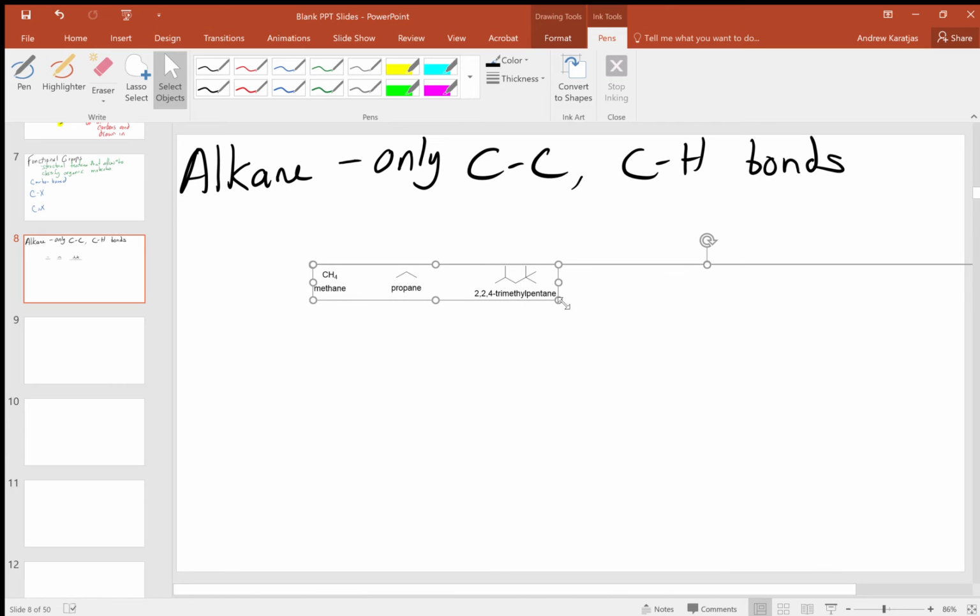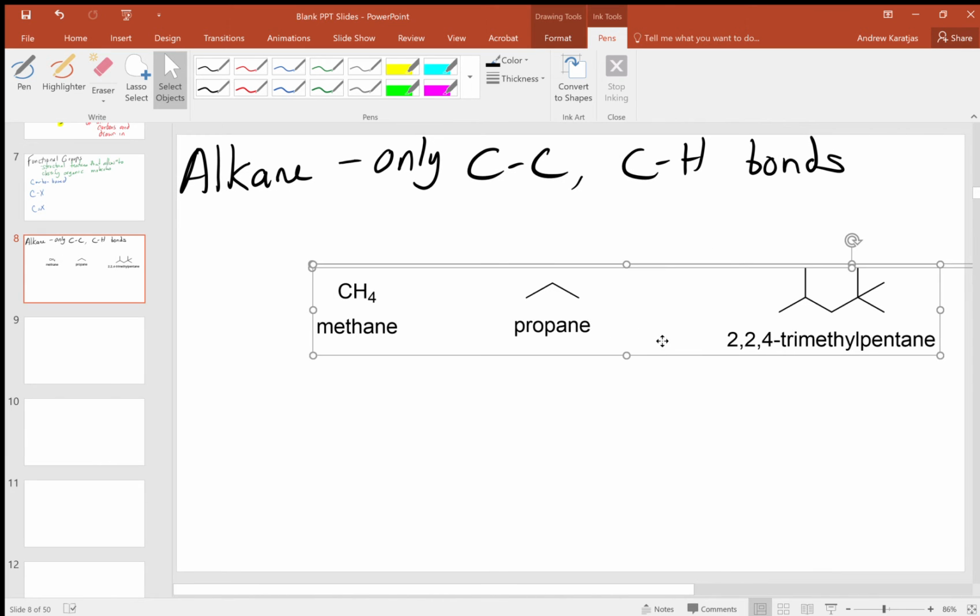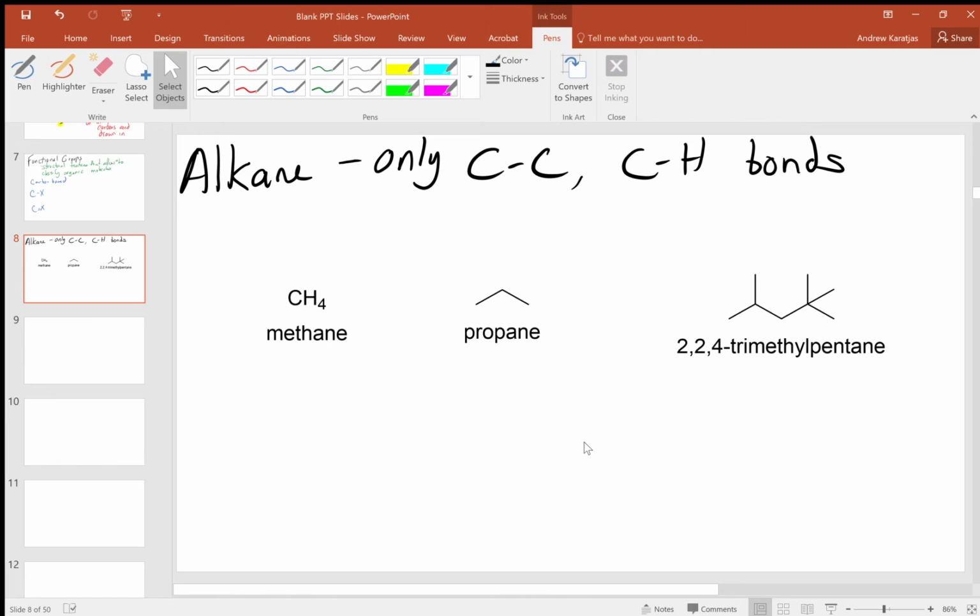And so here are three examples. We have methane that you might be familiar with. We commonly use this as a fuel for heating houses. This is natural gas. Propane, of course, another fuel that is used commonly. And 2,2,4-trimethylpentane is also sometimes known as isooctane, and at times is a major component in the gas that you put in your car.